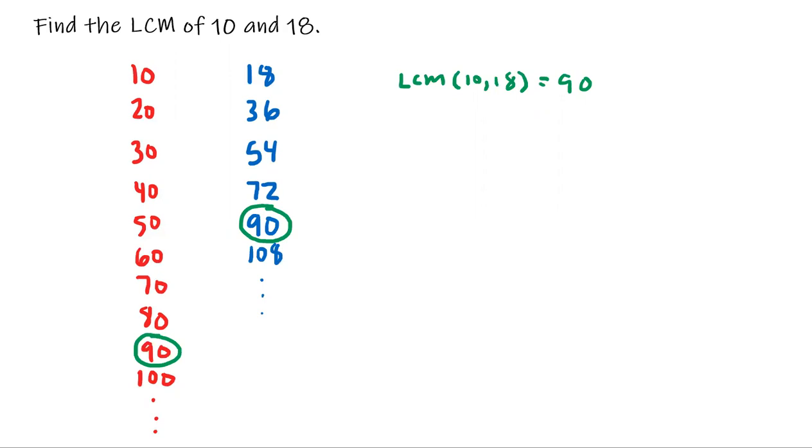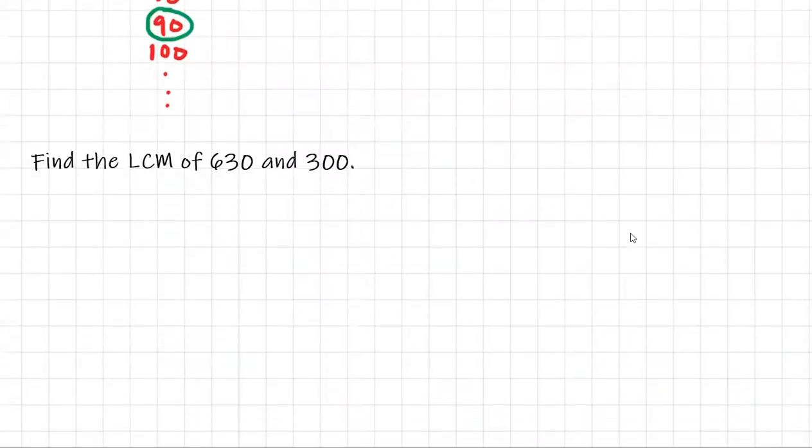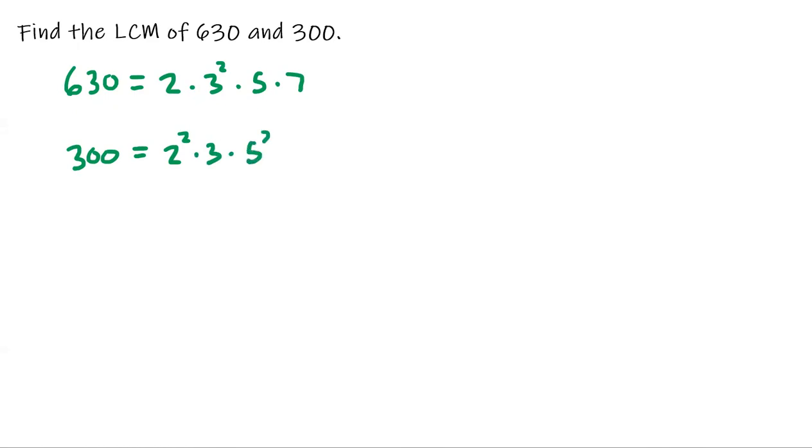Let's get to some larger numbers. Let's say I need to find the least common multiple of 630 and 300. In a previous video, I showed you the GCD, greatest common divisor, of these two numbers, and I'm going to pull the prime factorization from there. 630 was 2 times 3 squared times 5 times 7. And the prime factorization of 300 was 2 squared times 3 times 5 squared.